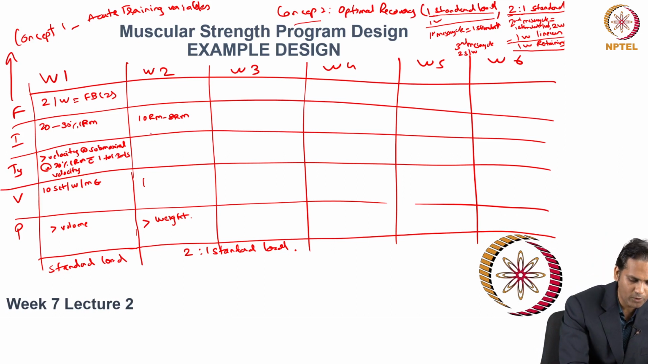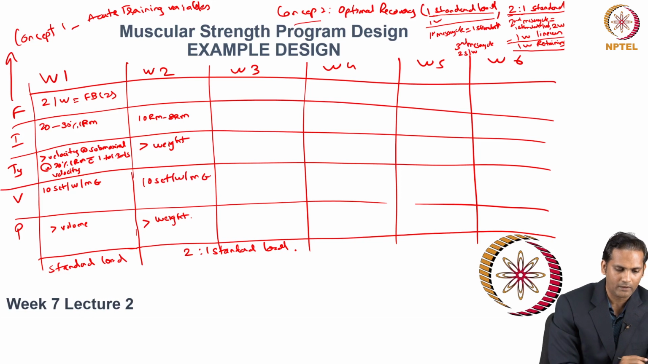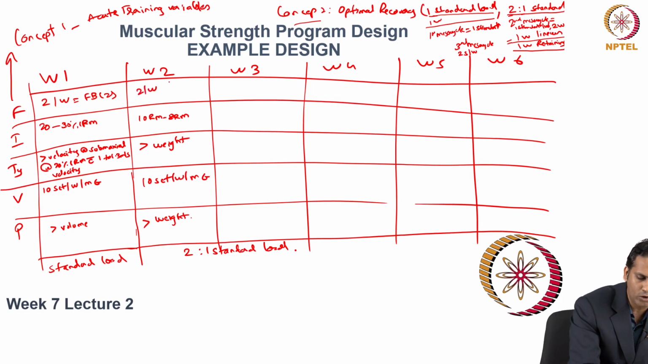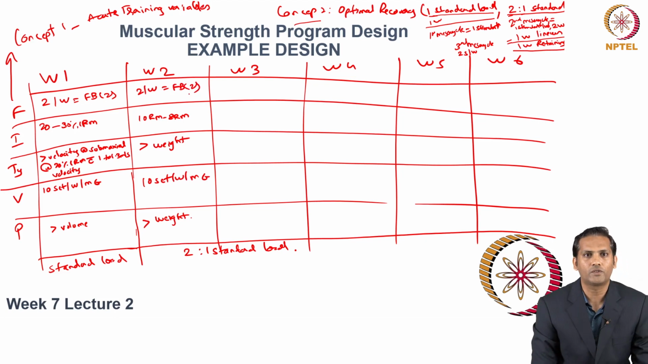So the type of stimulation that I will be giving here is greater weight. The sets I choose to do same as that of week 1. The frequency would also be the same. So I'm going to do 2 upper full body workouts 2 times.